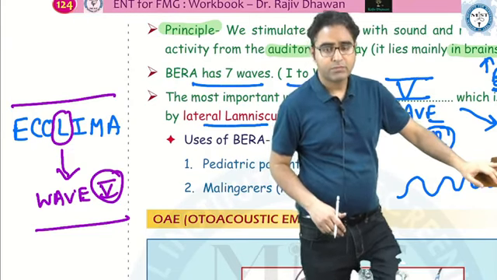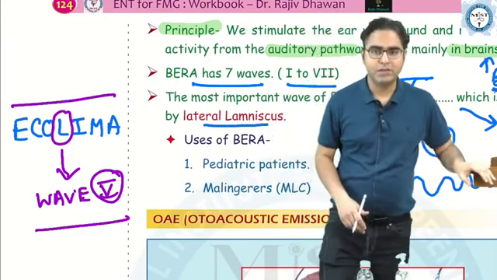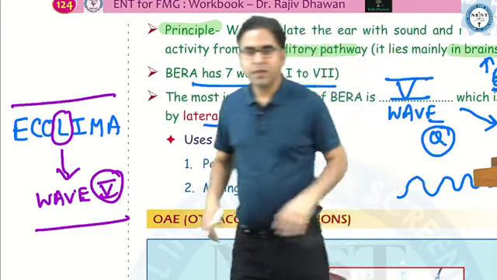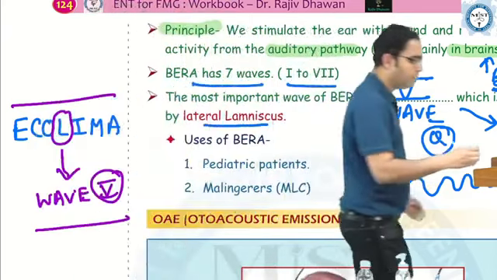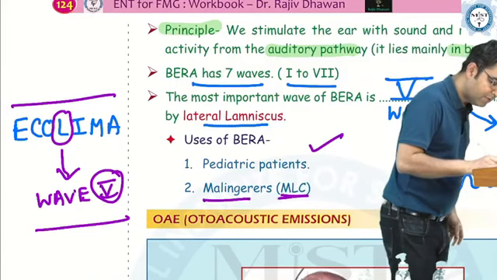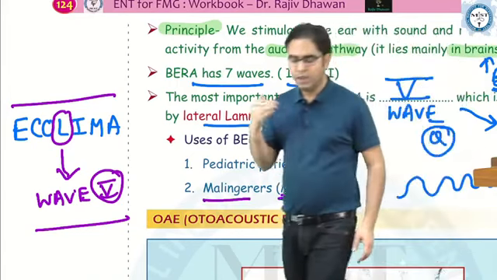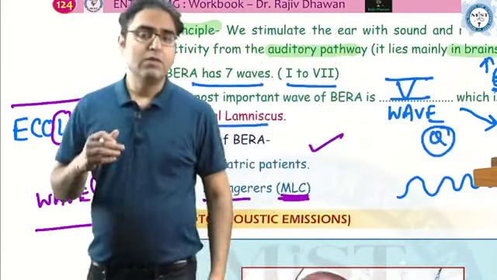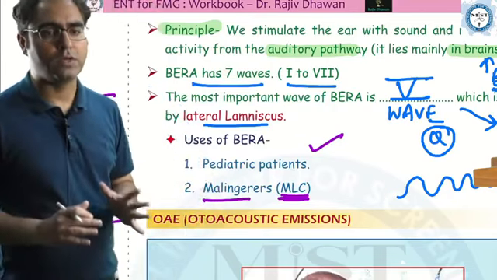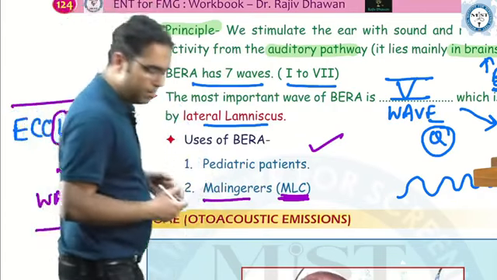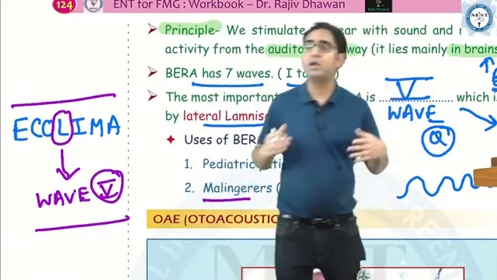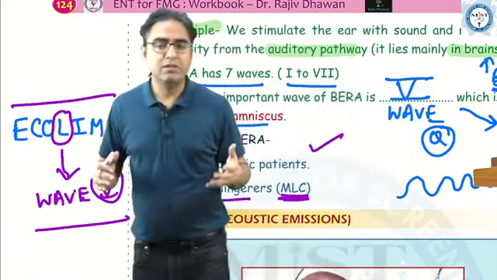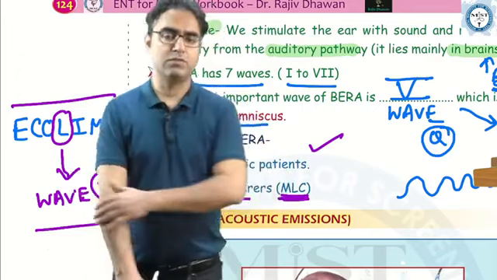Now, uses of BERA, beta. Pediatric patients, of course, children, and people who lie, people who try to confuse you. What is MLC? Medico-legal cases. In medico-legal cases, you want to be sure whether the patient is telling you correctly or not. So, pediatric patients or malingerers. What is a malingerer? Malingerer means people who are trying to lie, beta.